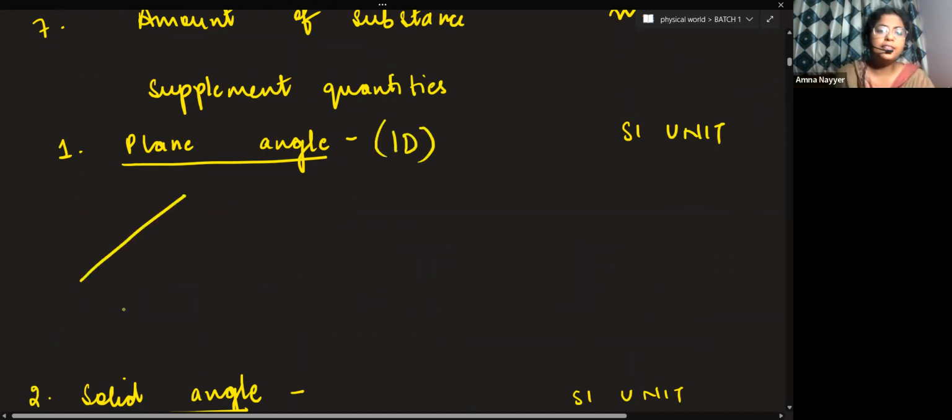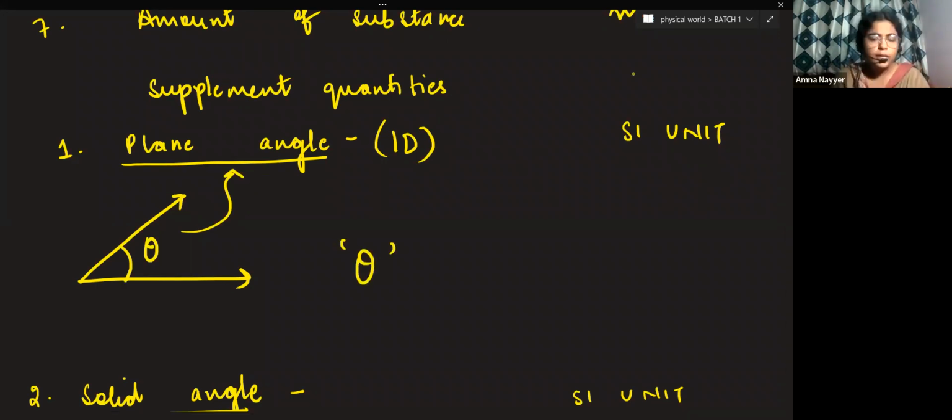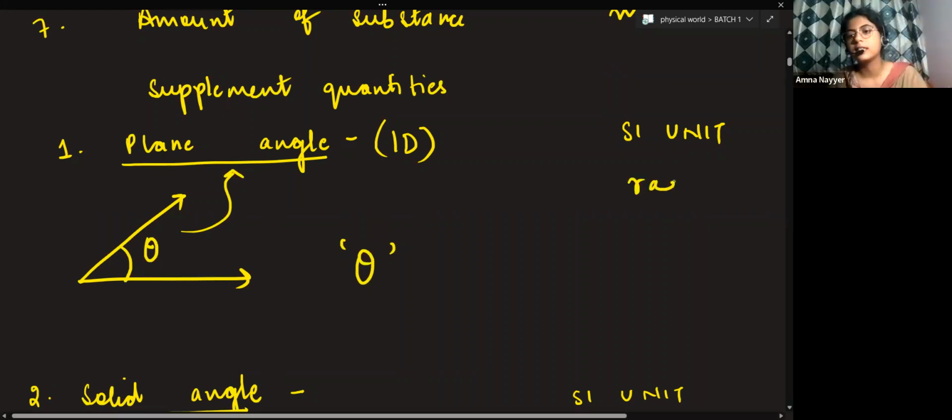Like if I make this line and I make another line, both the lines are meeting and subtending an angle over here. That is known as a plane angle. So plane angles are represented through the symbol theta. Do you know the SI unit of angle, Maha? Is it radian? Yes, perfect. The SI unit is radian. And this is the symbol for a plane angle.